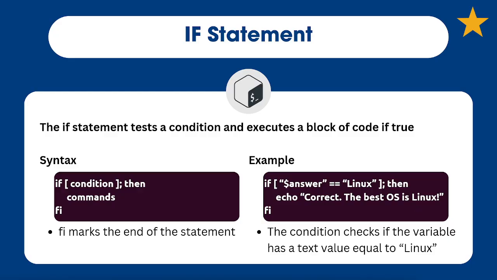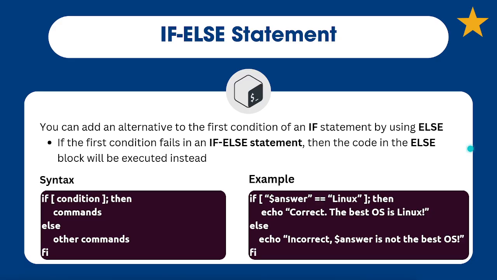Now, of course, we usually don't have just a single situation, right? Like if this is true, do that. We usually want to have more conditions, more branches to our tree. So this is where the if-else statement comes in. Very similar to our if statement, we're going to have the same syntax: if, condition, then, and then our block of code.